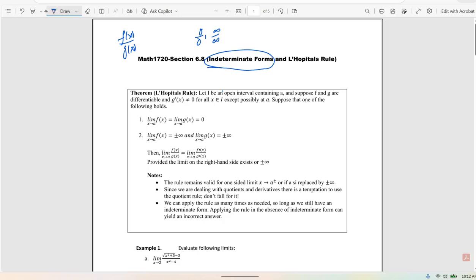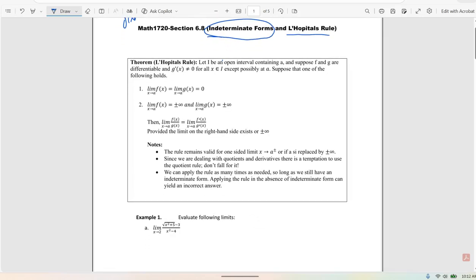We use L'Hopital's rule. This is a French name. Some people call it L'Hopital's rule. Some people also end up talking about L'Hospital's rule. There's no S in there, so I just pronounce it L'Hopital's rule. You can find your own pronunciation.